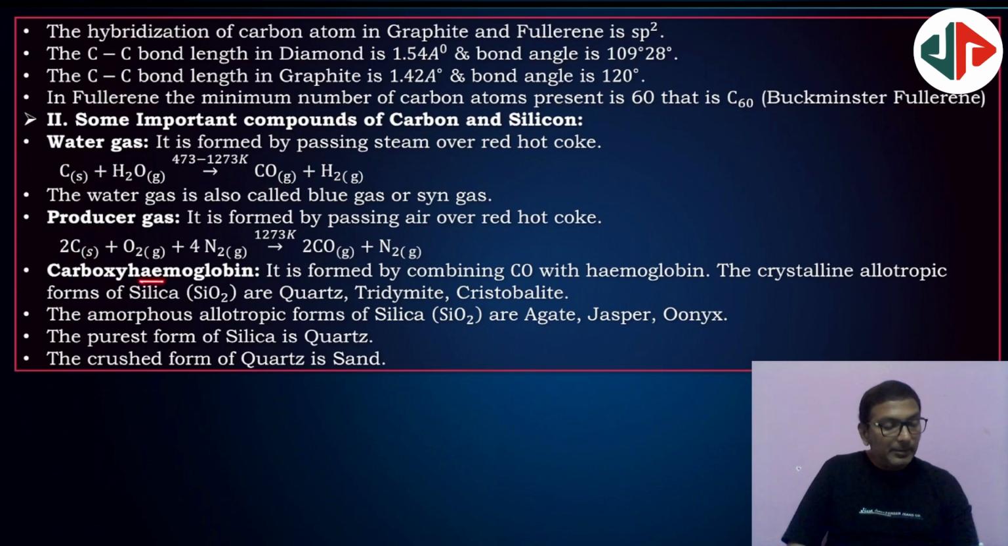Next, carboxyhemoglobin. It is formed by combination of CO with hemoglobin. It is 300 times more stable than oxyhemoglobin. Therefore, CO is highly poisonous. Next.